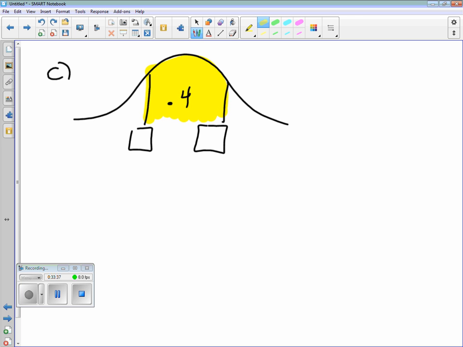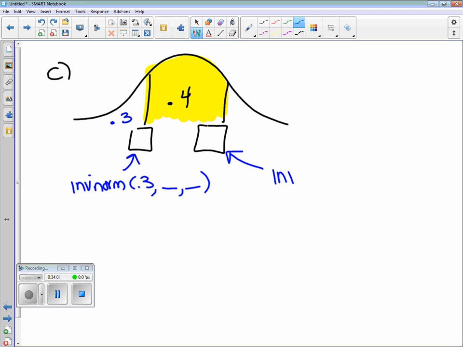So how do I plug that into my calculator? Well, what is each tail going to have in it? 0.3. So wouldn't this value here just be inverse norm 0.3, because it's from that point to the left, and then whatever your mean and your standard deviation are. Wouldn't this value be inverse norm 0.7? Very good. And then your mean and your standard deviation. No, 0.7, 0.4 plus 0.3. Right? Could add them together.